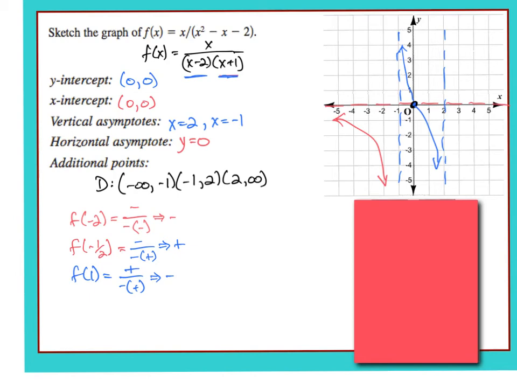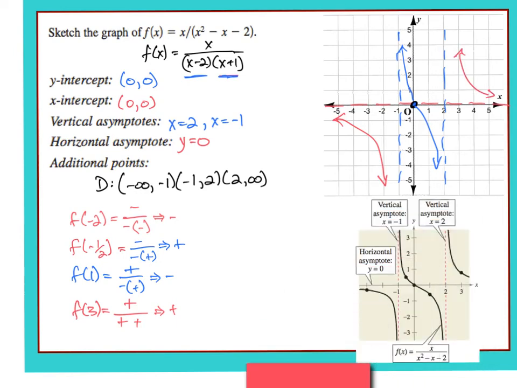All right, now what should we test? Something like 3. So now if we test 3, what do I get up top? A positive over a positive, which makes it a positive. So is it going to hug up or is it going to hug down? It's going to hug up. And so there is my sketch of that graph. All right. Pretty cool.